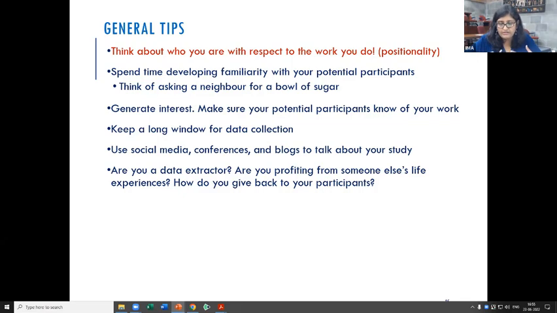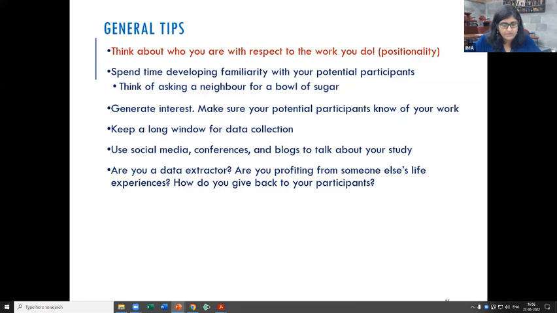Do not do that. A simple example is if you had to go and ask your neighbor for a bowl of sugar, you just don't go if you don't know them. You spend time establishing a relationship with them. So you should know who your respondents are. And even before you have given out your survey, you should spend some time getting to know your respondents and who the community is. Okay. Keep a long window for data collection. For me, depending on the study, I typically have between 1 to 1.5 years of data collection so that people have more time to participate.